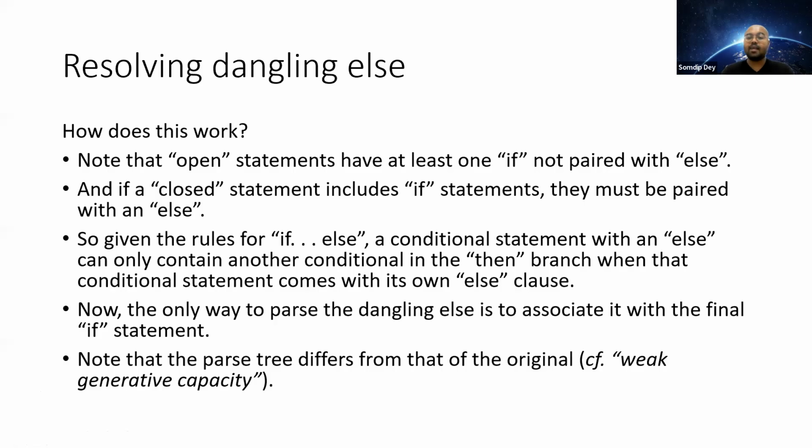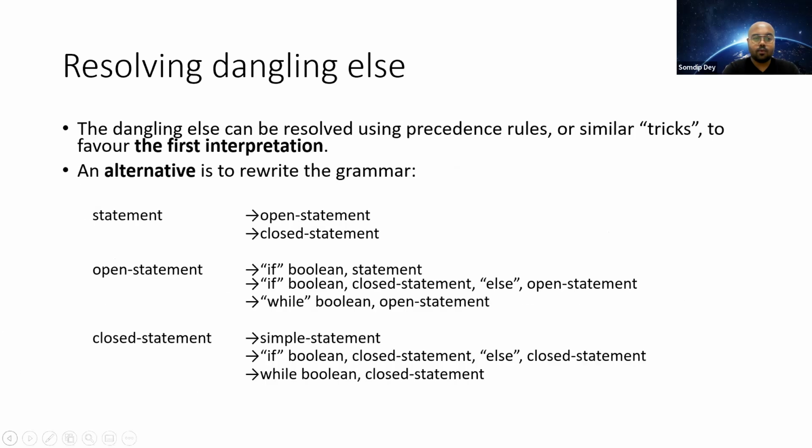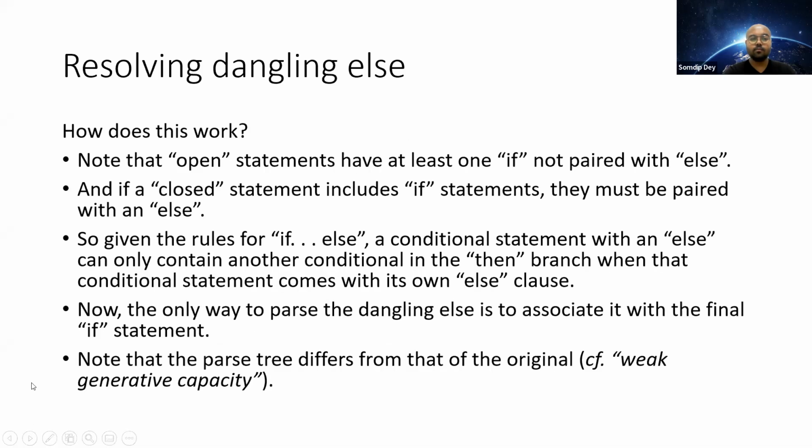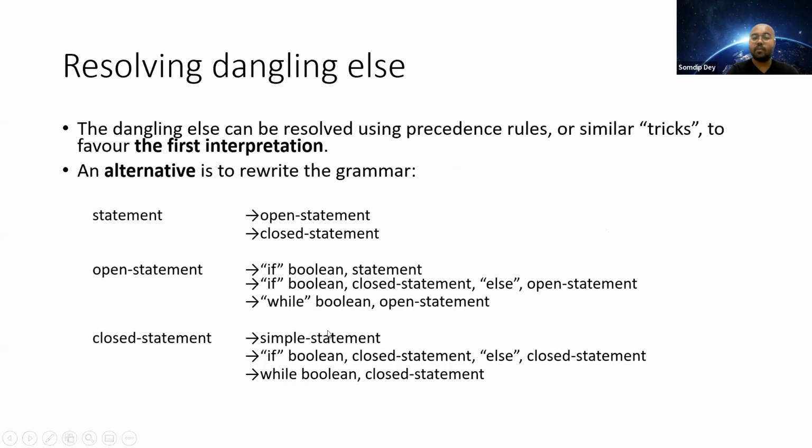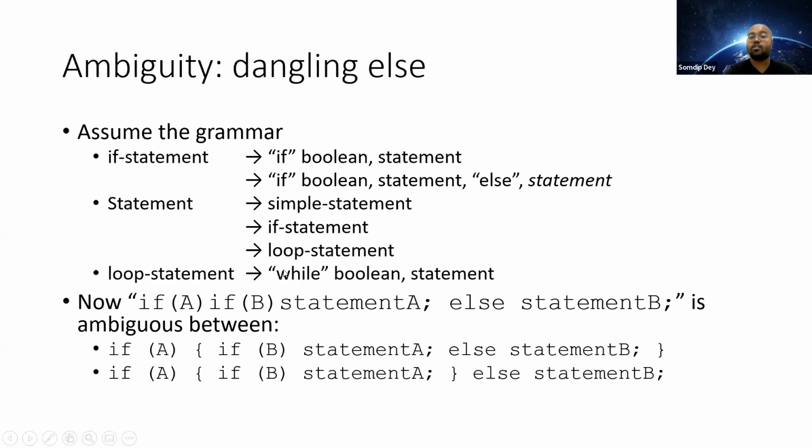Now the only way to parse the dangling else is to associate it with the final if statement. So here, as part of the closed statement, we have mentioned that the production rule is closed statement can produce if Boolean closed statement, else closed statement, right? So again, depending on this, we are avoiding ambiguity as well. As I've already mentioned, note that the parse tree differs from that of the original one, because if you use the production rule from here, the parse tree will look very different than if you would have used the production rule from here.